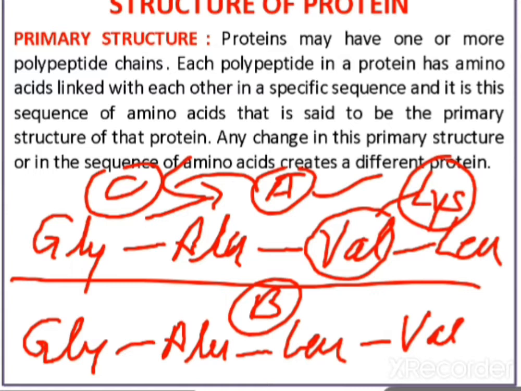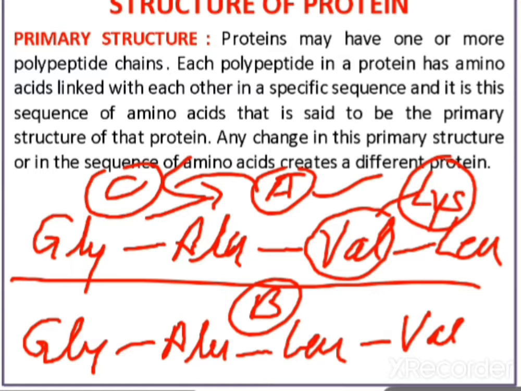Got it? The disease known as sickle cell anemia is due to a change in the sequence of amino acids. One amino acid is replaced in the chain, and due to that change in the amino acid, the disease is caused. So this structure is known as the primary structure.